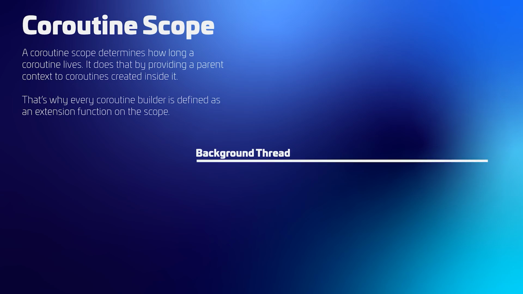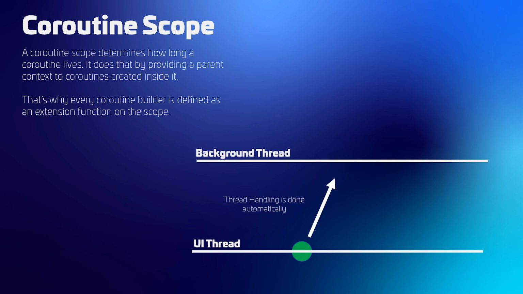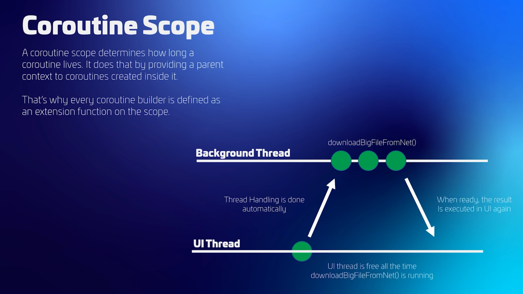Let's imagine we have the background thread and the UI thread. And let's discuss the application that we created before. We have the UI thread, launching the application and drawing the text view and the button, for example. And we are going to execute the background thread, which is downloading a big file from the net. Here, thread handling is done automatically using the coroutines. And the UI thread is free all the time. The download big file from net method is running. When ready, the result is executed in the UI again.